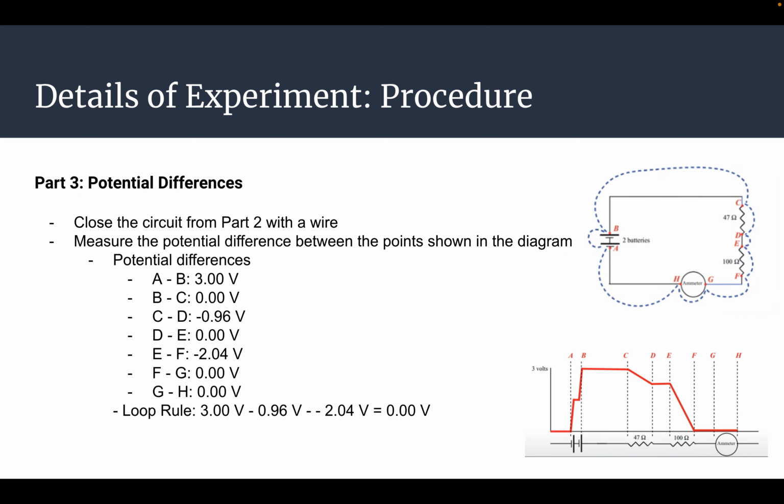Part 3. Potential differences. Close the circuit from part 2 with the wire. Measure the potential difference between the points shown in the diagram. And the potential differences are listed below. And the loop rule is 3 V minus 0.96 V minus negative 2.04 V equals 0 V.